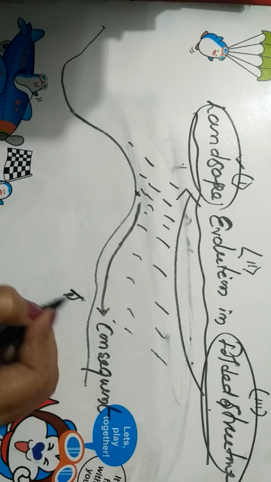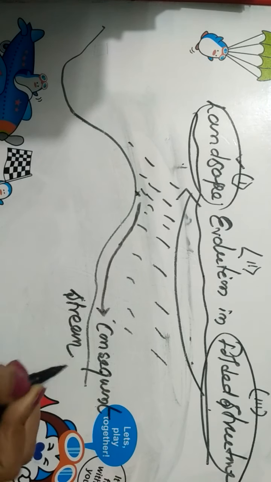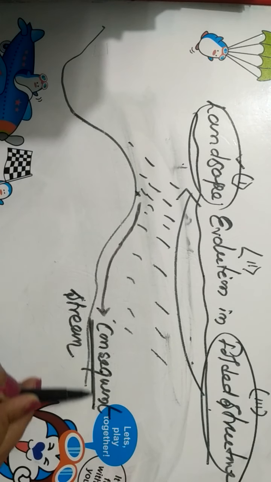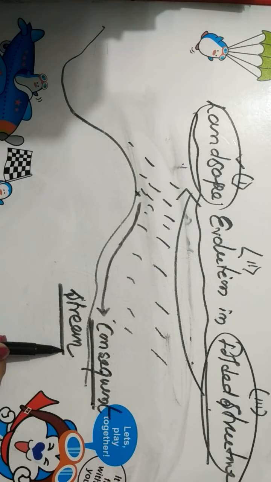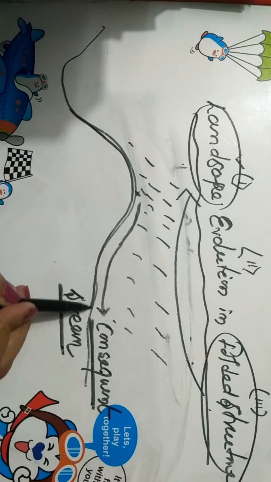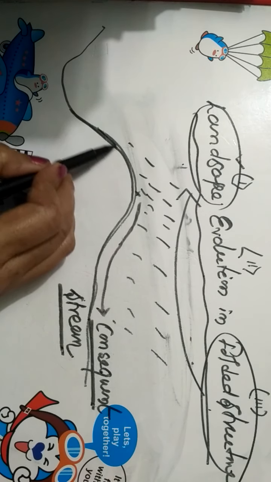It's called the consequent stream. What is a consequent stream? In Bengali it's called onugami nodi. This kind of stream follows the normal slope of the landform. But here I have drawn almost a simple curved line.